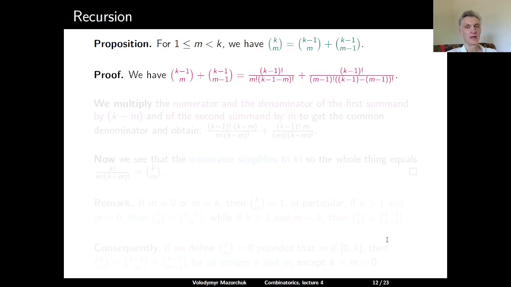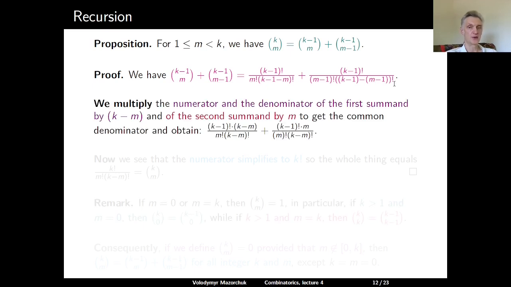Proof. Let us just use our formulas and compute (k - 1) choose m plus (k - 1) choose (m - 1). (k - 1) choose m equals (k - 1) factorial divided by m factorial times (k - 1 - m) factorial. And (k - 1) choose (m - 1) equals (k - 1) factorial divided by (m - 1) factorial times (k - 1 - (m - 1)) factorial.